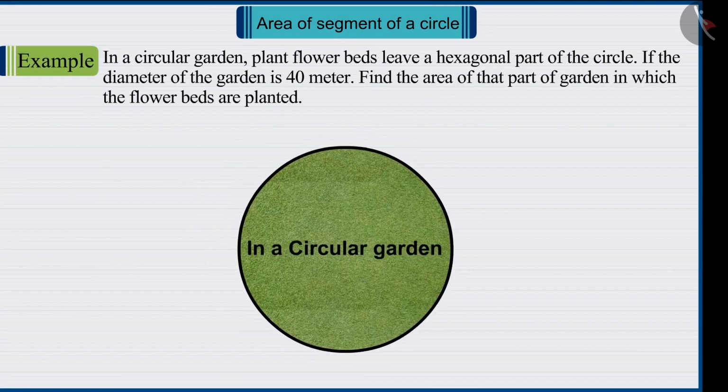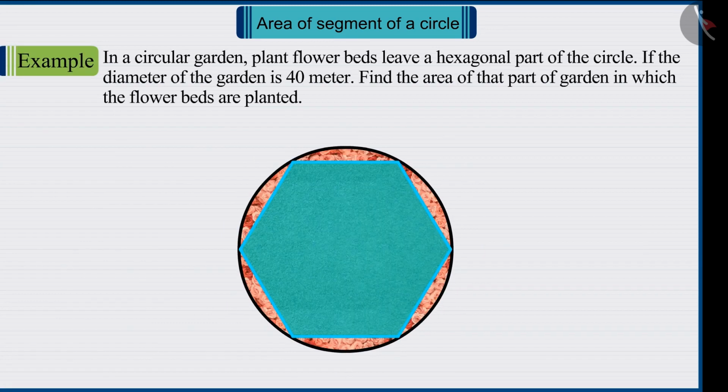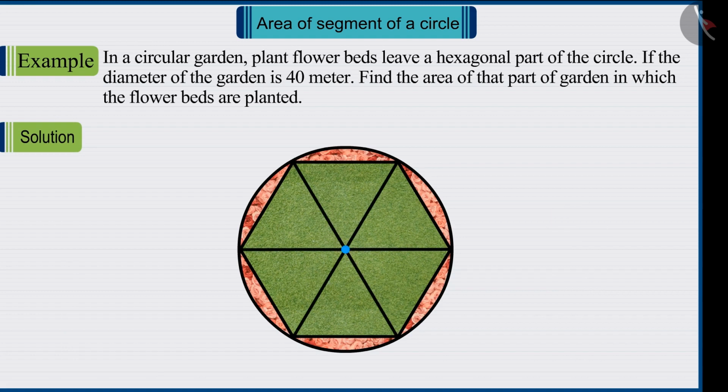In a circular garden, flower beds are planted, leaving a hexagonal part of the circle. If the diameter of the garden is 40 meters, find the area of that part of the garden in which the flower beds are planted. Come, let's try to solve this. As you can see from the figure, there are 6 flower beds in the garden. According to this figure, there are 6 segments in the circle.